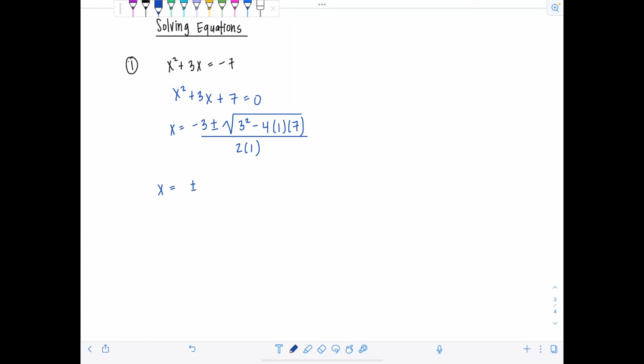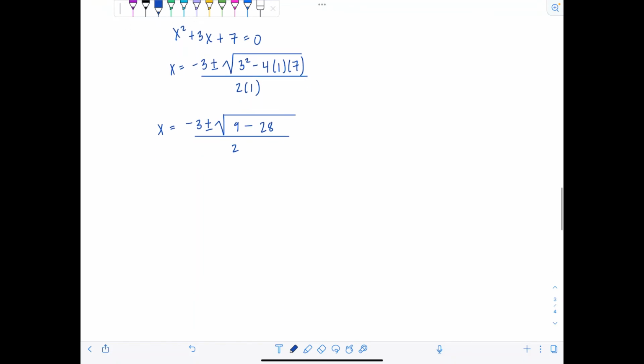So x equals negative 3 plus or minus square root. This is going to be 9 minus 28, yes, over 2. Very good. Okay, 9 minus 28, that's going to give me negative 19. So x equals negative 3 plus or minus the square root of negative 19 over 2.